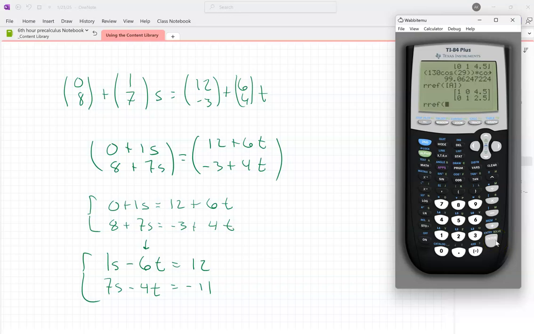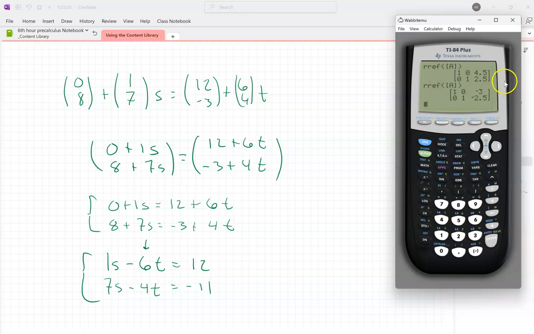And I'm going to do that RREF command on that matrix A that we've just made. So once again, I'm going back to that matrix menu. And this time, I'm going to stay on the Names tab and just select that matrix A that I just made. And I press Enter.